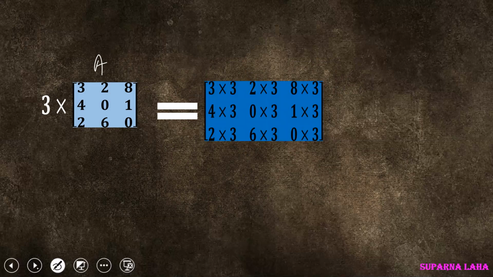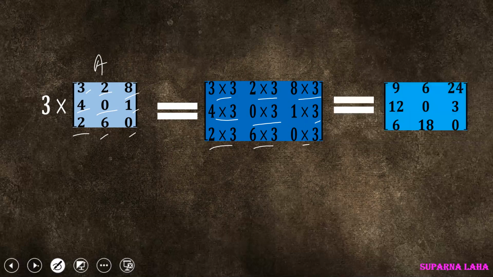So first element 3, 3 into 3; 2, 2 into 3; 8, 8 into 3; 4, 4 into 3; 0, 0 into 3; 1, 1 into 3; 2, 2 into 3; 6, 6 into 3; 0, that means 0 into 3. Now just multiply it and write down the value. That will be given by this 3 cross 3 matrix also. And the answer is 9, 6, 24, 12, 0, 3, and the other row is 6, 18, 0. That is the answer.